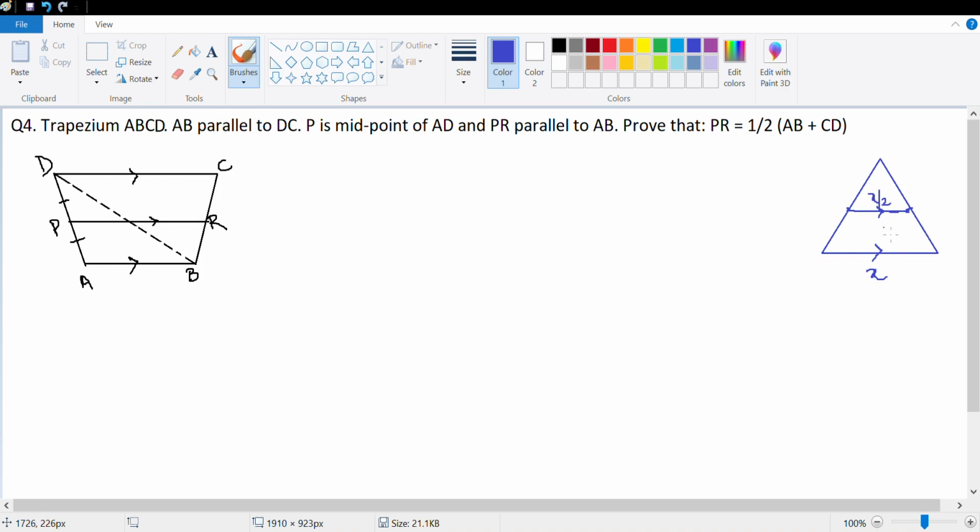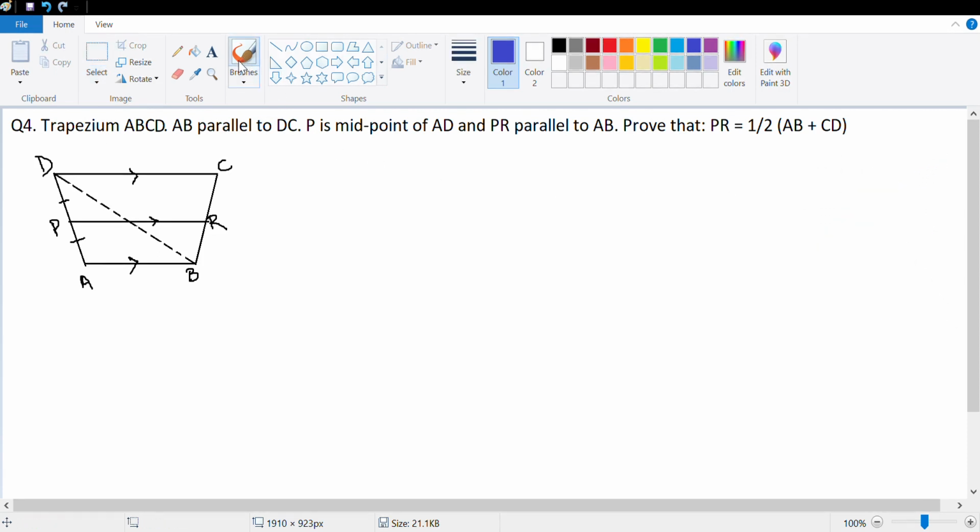And the converse of this would be: if one midpoint is given and a parallel line is given, then this point is the midpoint of the third side. Perfect. So this is what the midpoint theorem states. Now let's look at our next question.